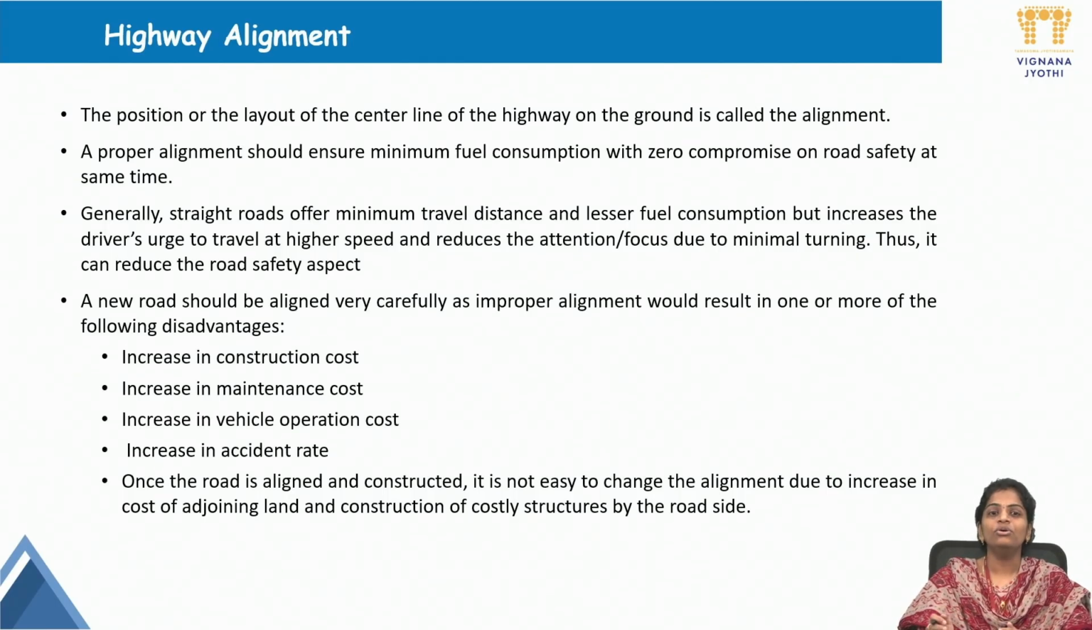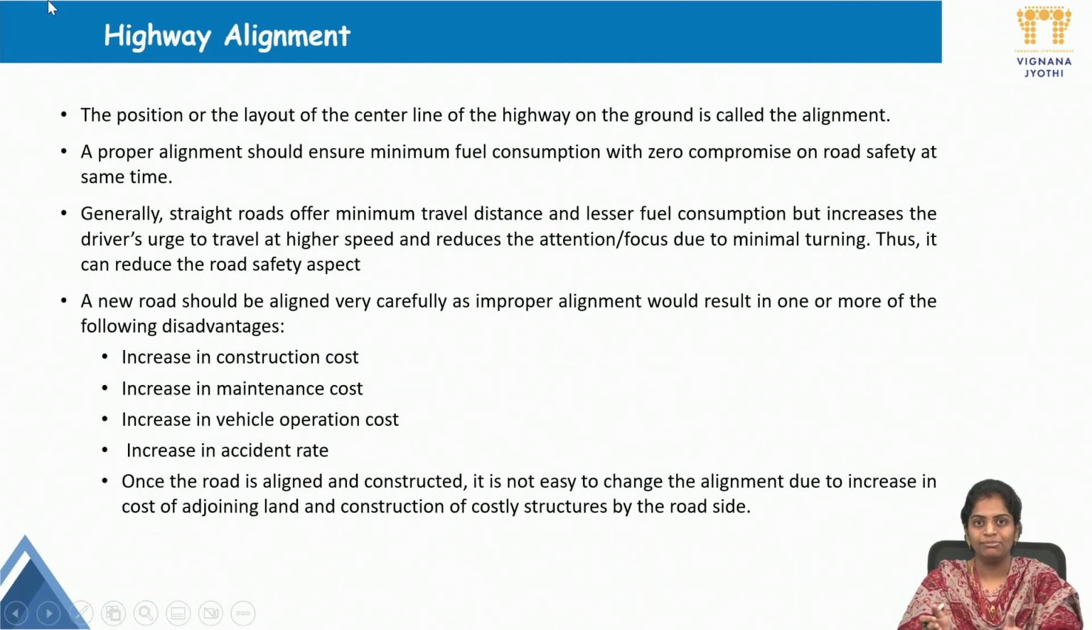A new road should be aligned very carefully, as improper alignment would result in one or more of the following disadvantages. If there is improper alignment, what will happen? First one, increase in construction cost. Increase in construction cost will happen because of the improper alignment. While constructing, we need to use more material. And increase in maintenance cost. After construction, there will be problems. When we are maintaining, there will be problems, so maintenance cost will be increased.